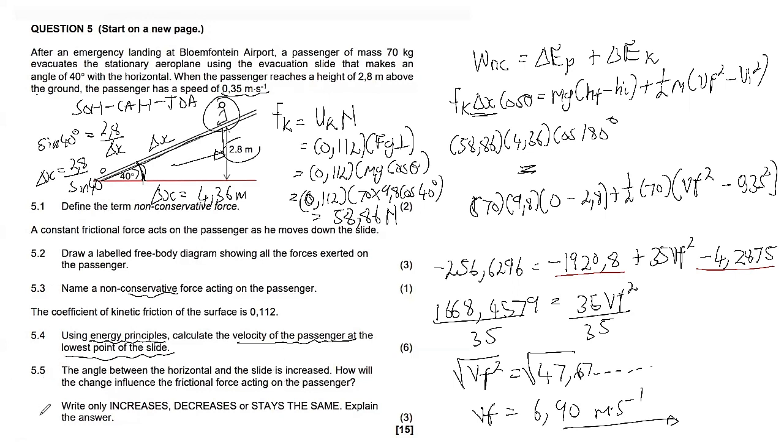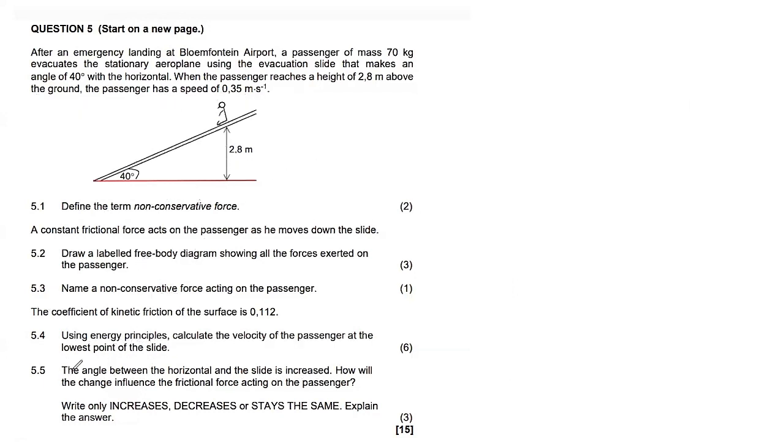Okay, so 5.5 says the angle between the horizontal and the slide is increased. How will the change influence the frictional force acting on the passenger? So, okay, let's clear the screen for that one. This is 3 marks. We are supposed to explain what will happen if the angle is increased. So suppose that we are increasing the angle to, let's say, 60 degrees, right?